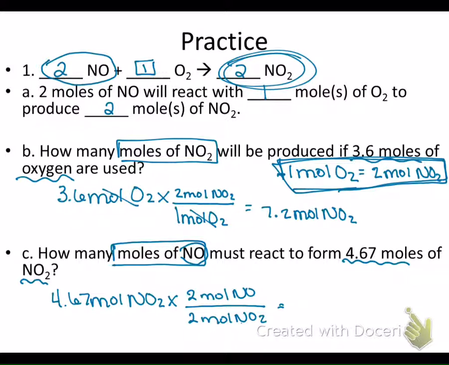Now, if you were talking to your math teacher, they would probably tell you to simplify your coefficients, thinking of it like a fraction. We don't really need to worry about it. The math works itself out. So if you take 2 divided by 2, that gives you 1. Then we multiply it by 4.67. So our final answer for this problem is 4.67 moles of NO.